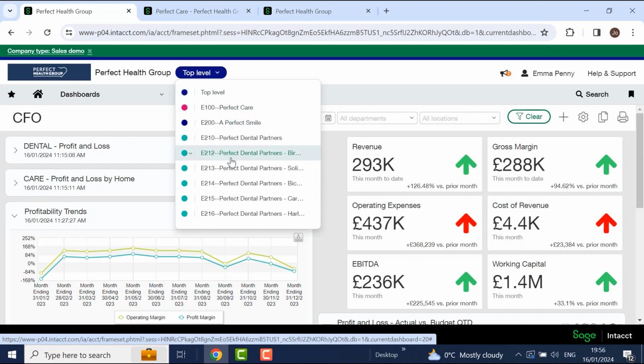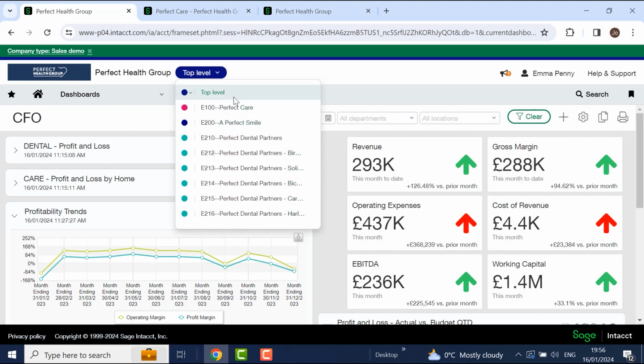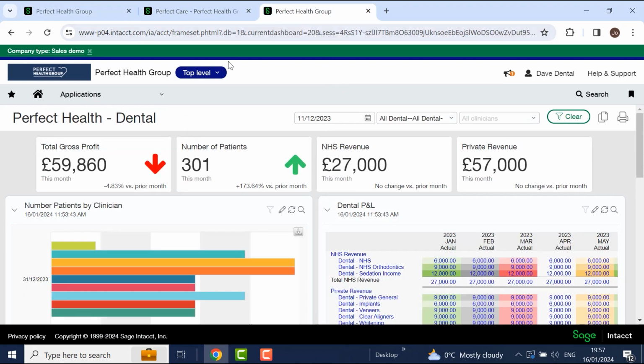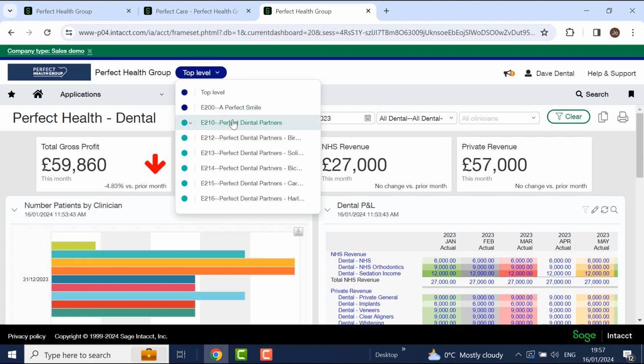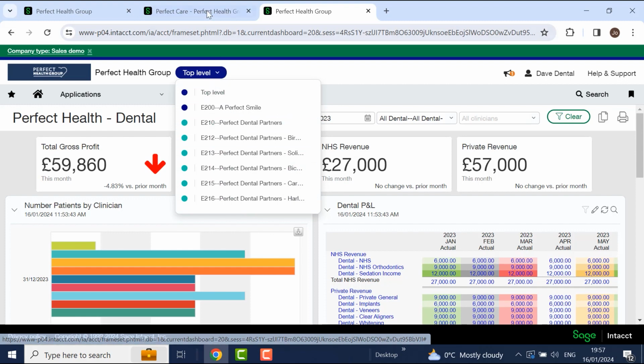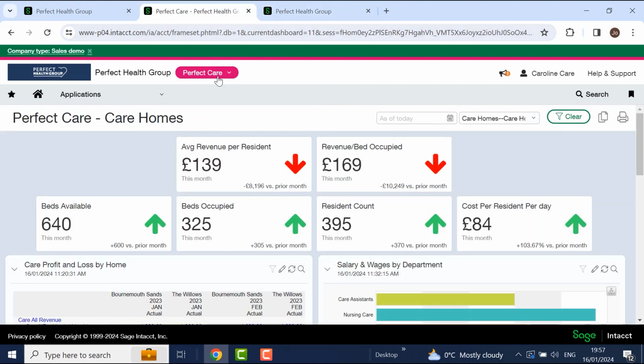Now, users can have access to all of the entities, groups of the entities, or some of the entities. You can see here that Emma Penny has access to the whole organisation. She has 2 financial controllers who report into her. She has Dave Dental, who can transact in either Perfect Smile or any of the separate dental partners' legal entities. On the other hand, we have Caroline Care, and she just has access to one legal entity and the care homes that sit within that legal entity.